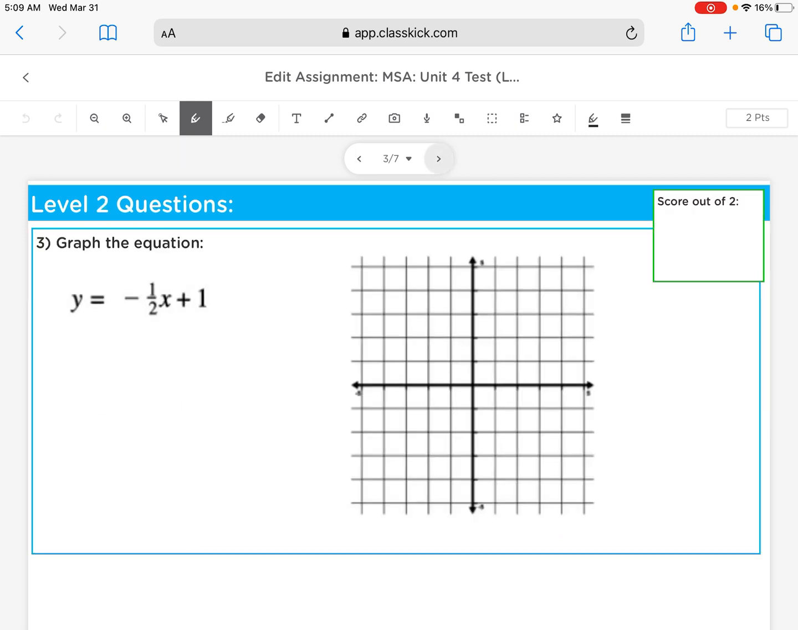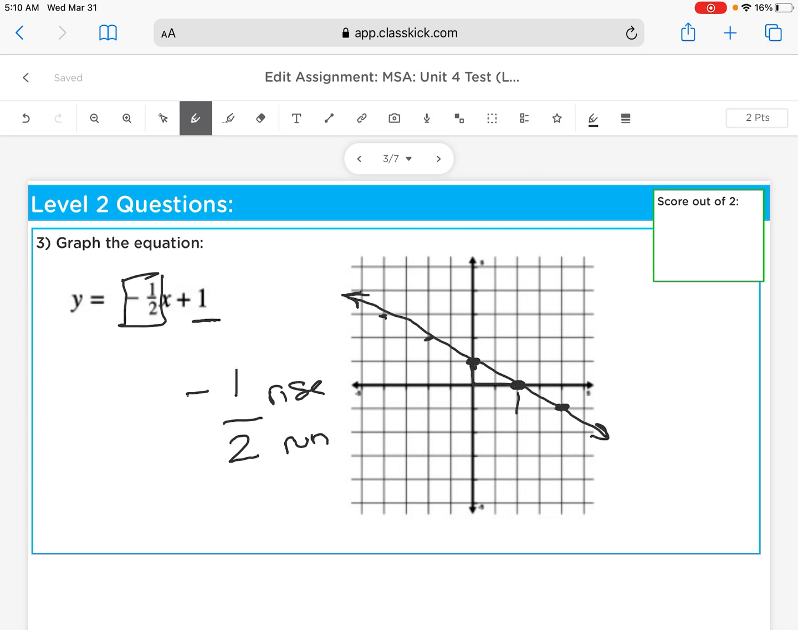Next one. So here's our next piece. We're starting on our level 2, so it's out of 2 points. We want to graph the equation. We start at the y-intercept at 1, and then our slope tells us what our rise and run is. So we're rising -1, or going down 1, and then over 2. And I'll do that a couple times. You didn't need to, but just for my line. Okay. And that's out of 2 points.